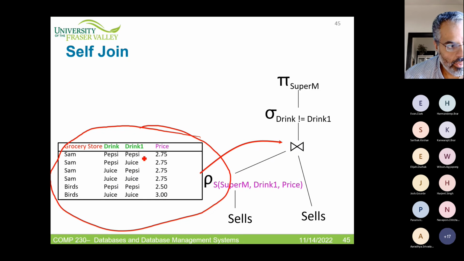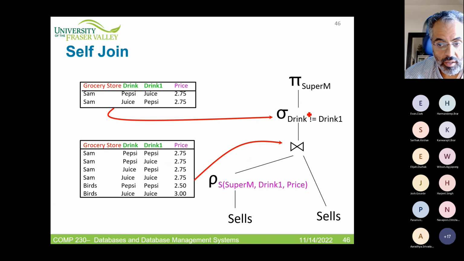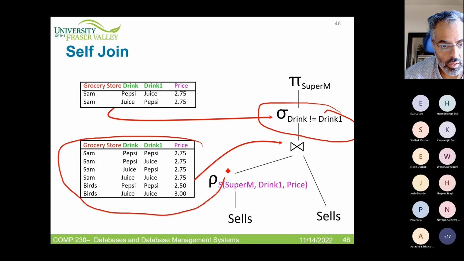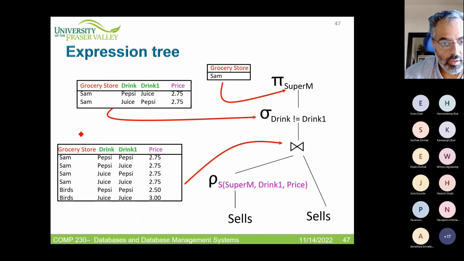So this gives me the grocery stores that have a natural join. Now I can apply a selection on the output, where drink does not equal drink one. I get this here, and then I say, okay, the grocery store in this case is Sam, based on what we got from this natural join. So it is the same.